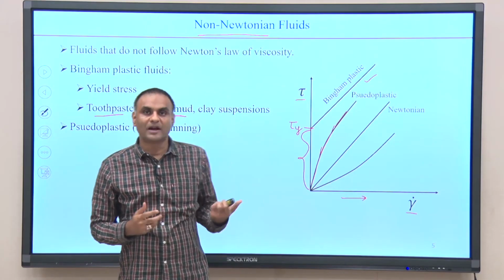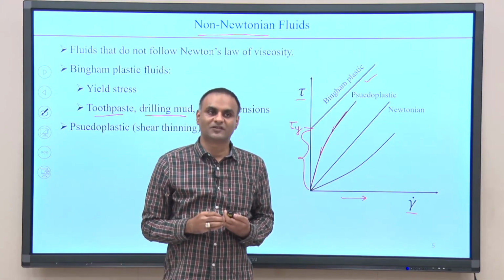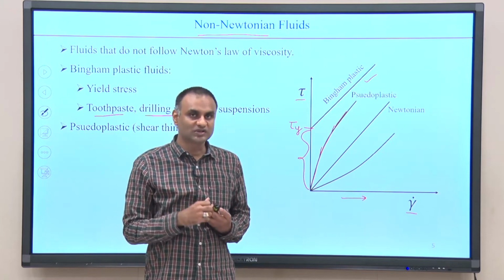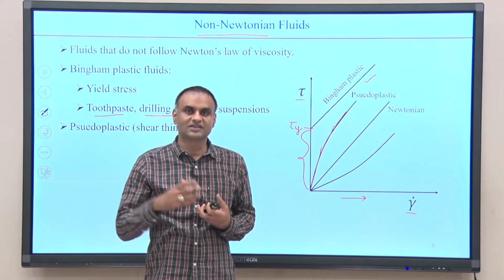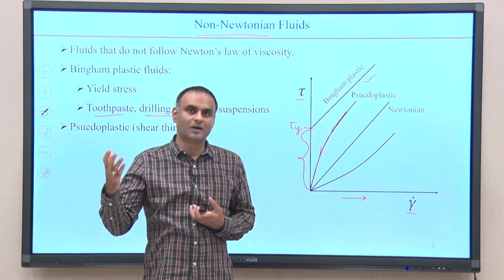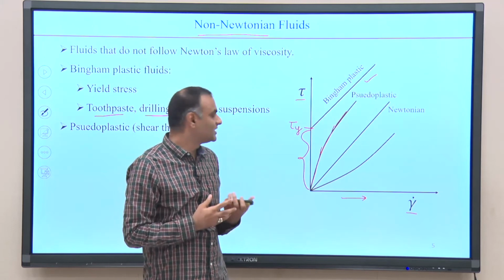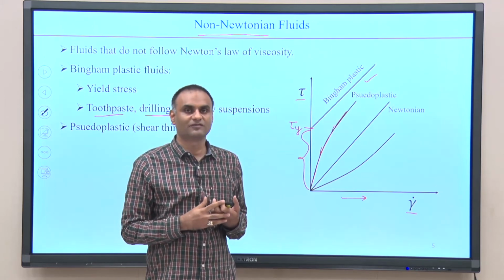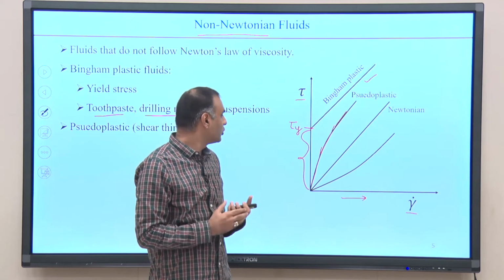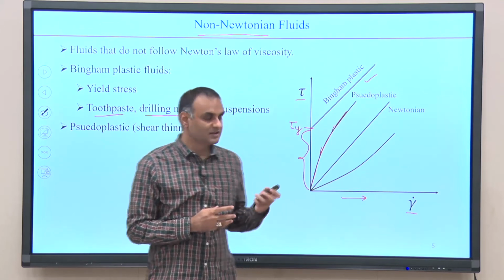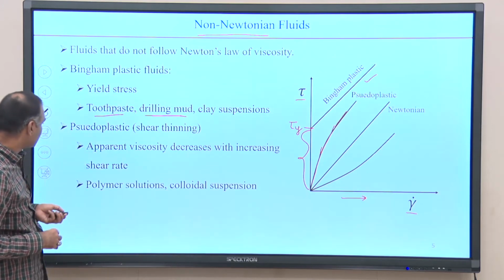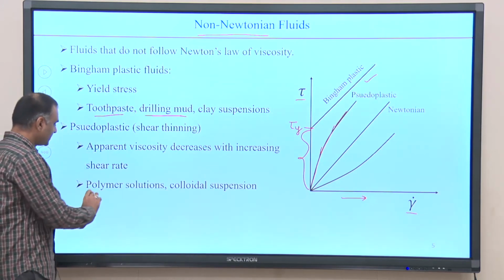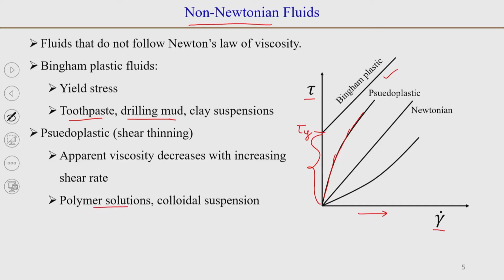So, blood is a common example of shear thinning fluids. At low shear stress values, blood behaves as a shear thinning fluid. When the shear stress becomes high, then blood starts behaving as a Newtonian fluid, but at low shear stress values, blood behaves as a shear thinning fluid. Other examples of shear thinning fluids are polymer solutions and colloidal suspensions.